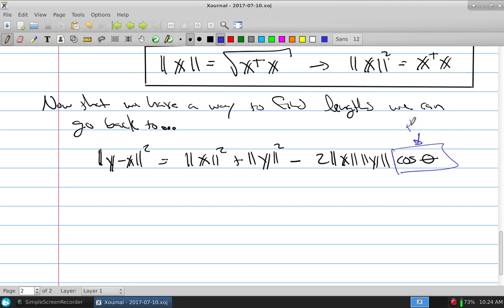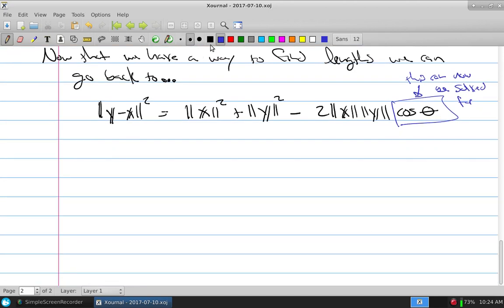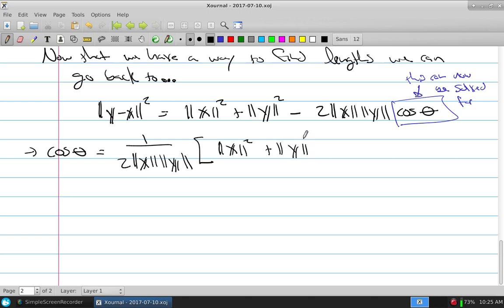So this can now be solved for. All right, what would cosine theta be? If I had cosine theta by itself, what would you get? You get 1 over 2 times the magnitude of x times the magnitude of y, all times the magnitude of x squared plus the magnitude of y squared minus the magnitude of y minus x squared.